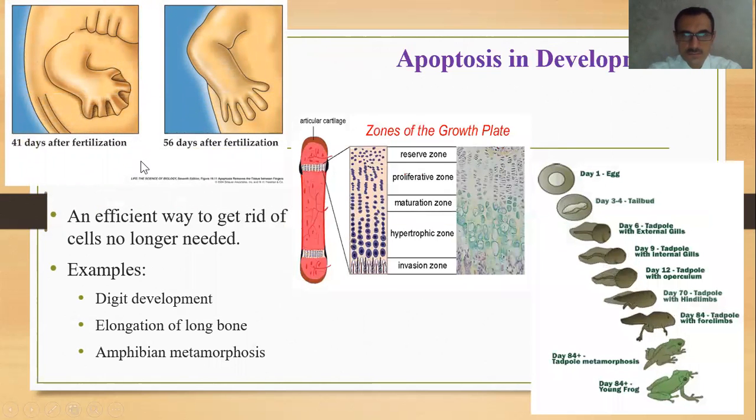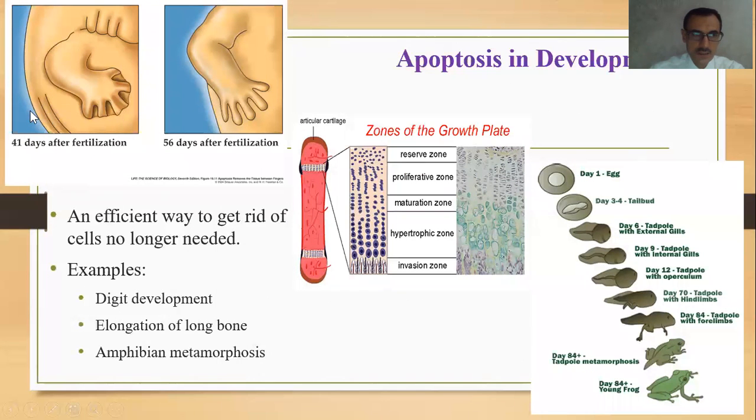Apoptosis you can find in different periods of human development or other animals' development. For example, during the development of the fingers.